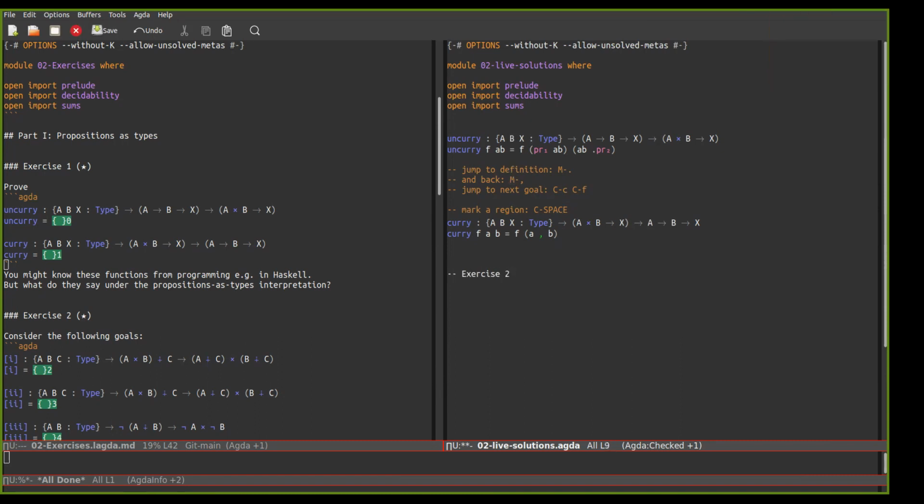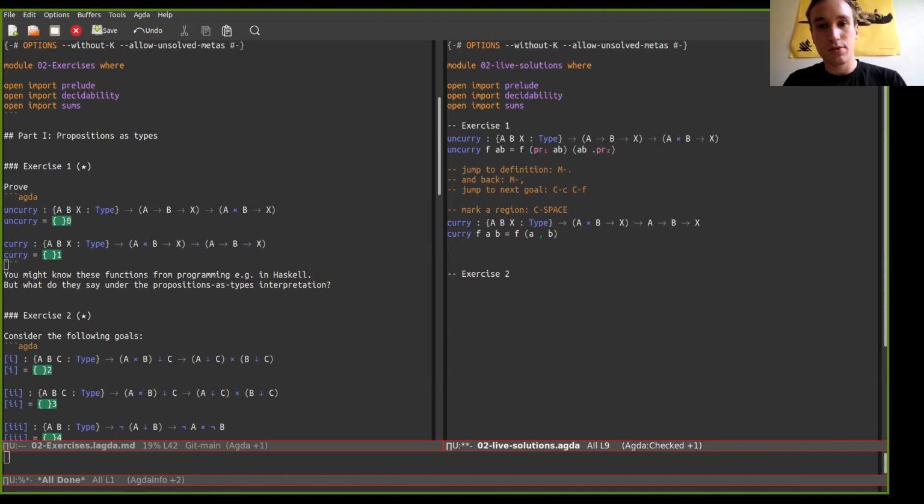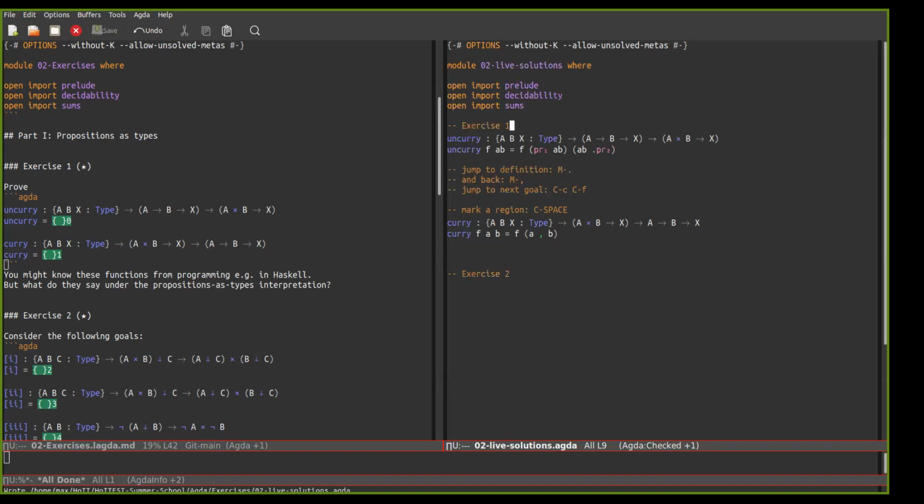So I would like to rephrase it. What we've done, we've proved in Agda that these two propositions, predicates, are equivalent, right? We have a mapping between one and the other in both directions, right? That's what we've done in Agda.